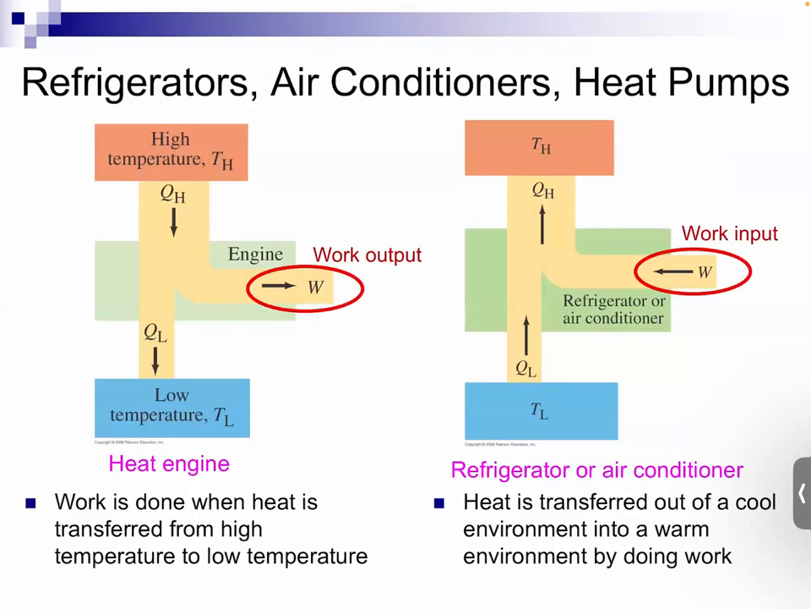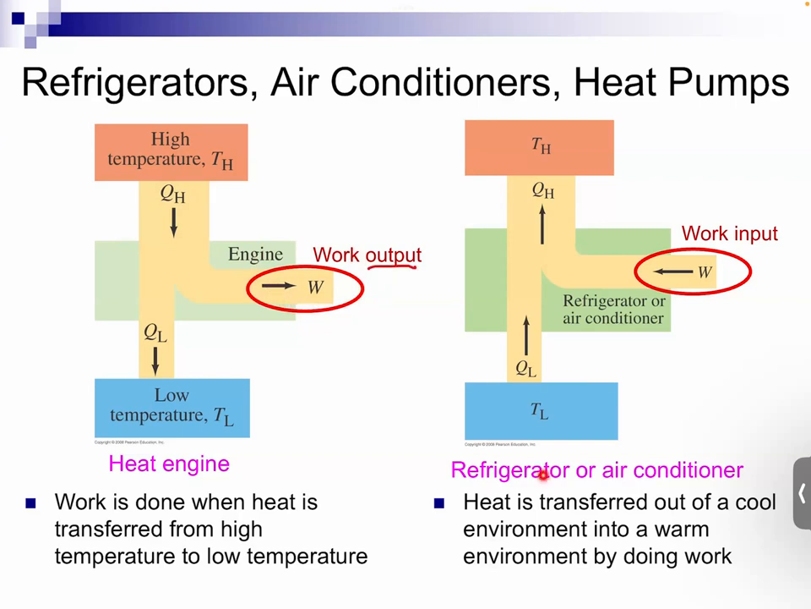So this slide just summarizes the difference between the heat engine and the refrigerator or air conditioner, which is what we learned in the previous slide, where heat will not flow spontaneously from cold to hot. So in the heat engine, heat or energy will flow spontaneously from the high temperature reservoir to the low temperature sink. And as a result, work is done in the heat engine, and that is the work output.